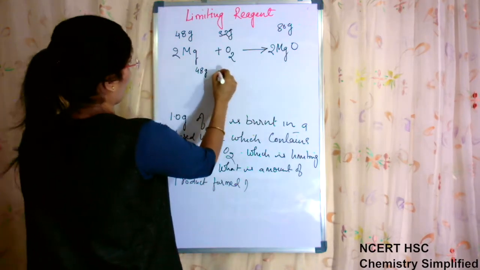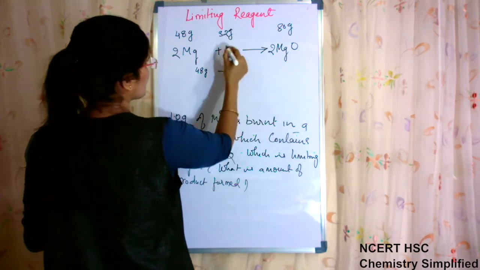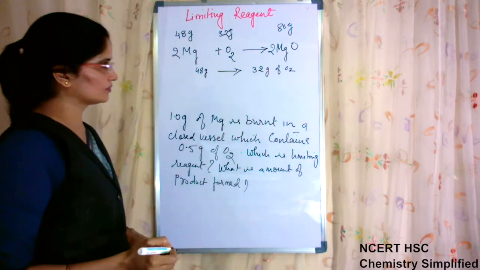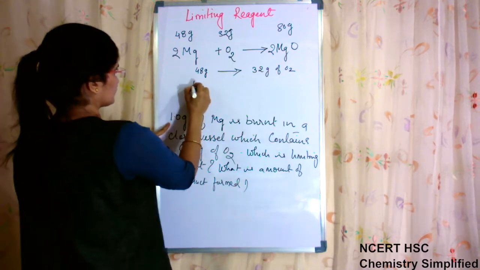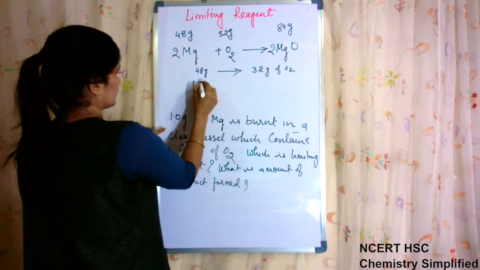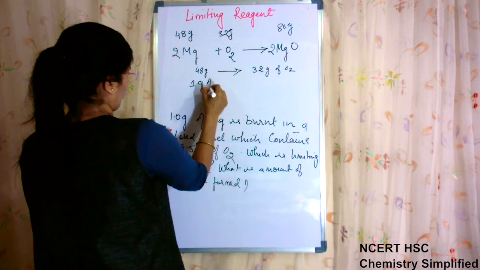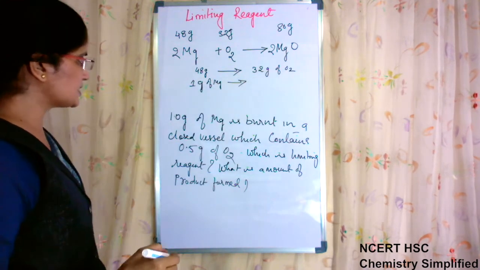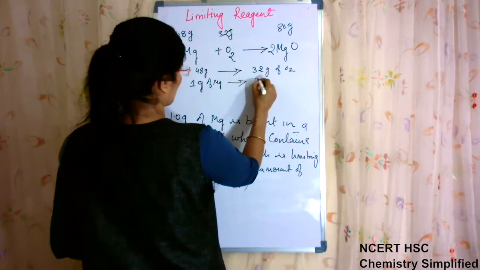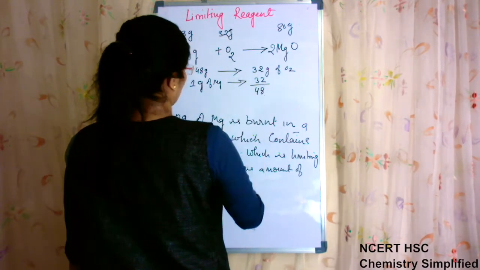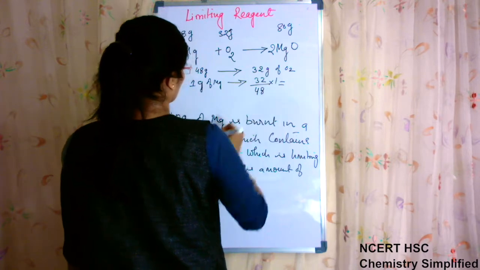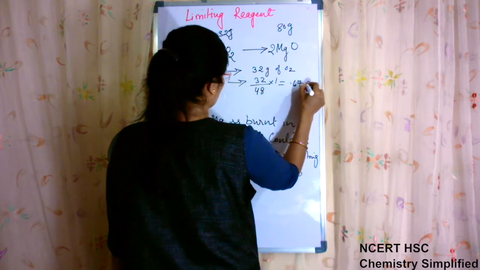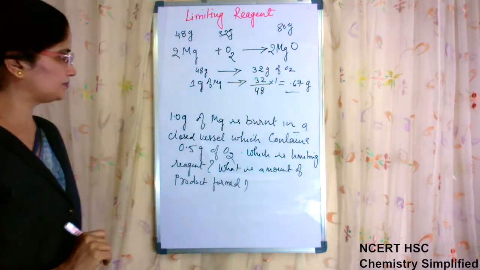Okay. 48 grams of magnesium is reacting with 32 grams of oxygen. So according to the question, 1 gram of magnesium will react with how much oxygen? This we will find out. So 32 by 48 into 1, nearly roughly 0.67 grams it will come.